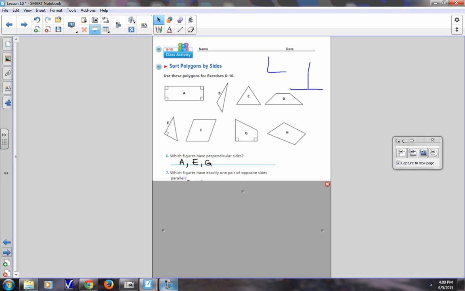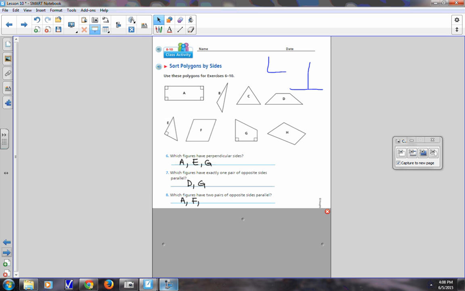Which figures have exactly one pair of opposite sides parallel? I believe that there are two, D and G, and we would call that polygon trapezoids. Yep. Which figures have two pairs of opposite sides parallel? Well, any of our parallelograms will work on this one, but A and F both have two pairs of opposite sides parallel.